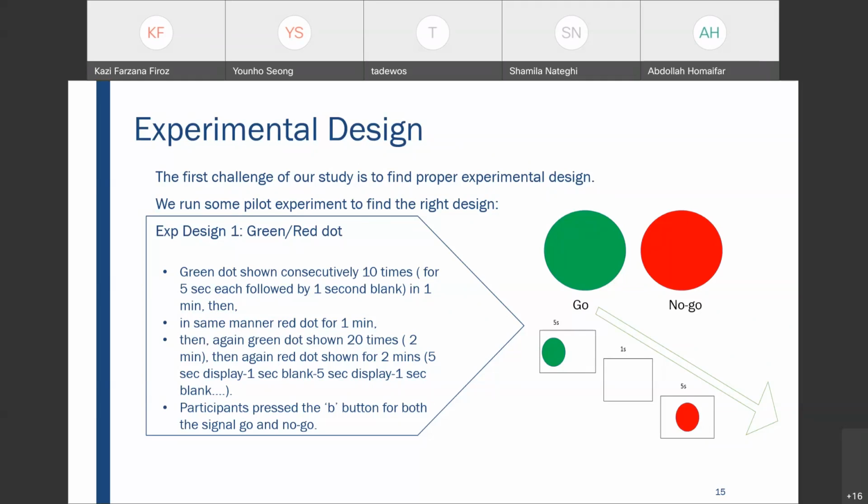So for our pilot study, we designed 5 experiments, and we use different kinds of stimuli and different kinds of presentation order to find out which will give us better understanding of the brain function. So for the first experimental design, we use green dot and red dot.